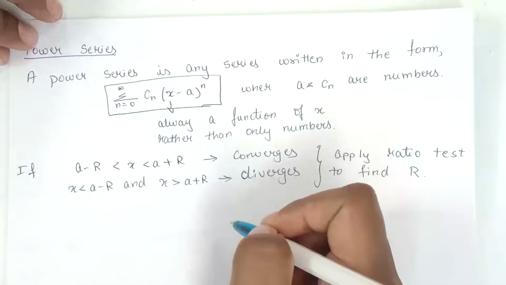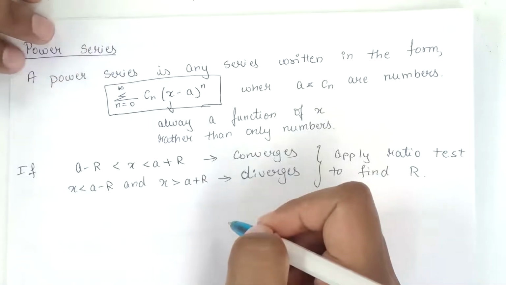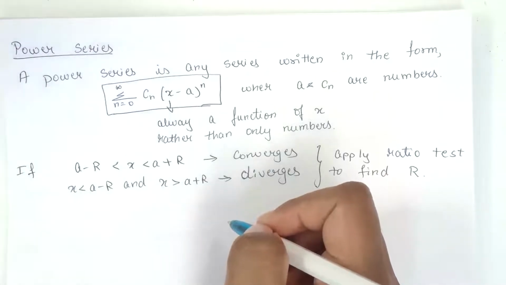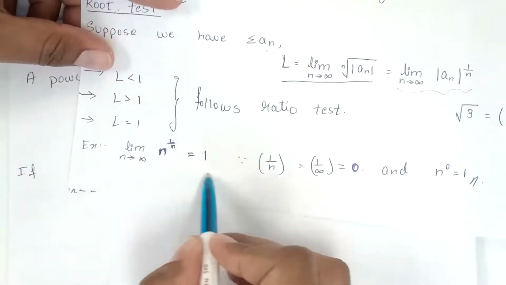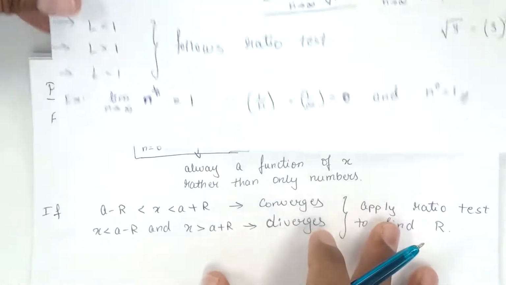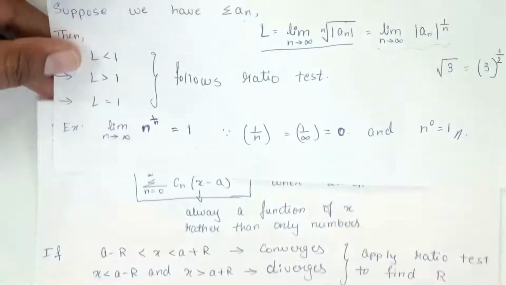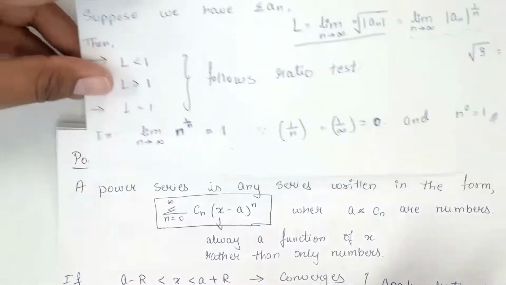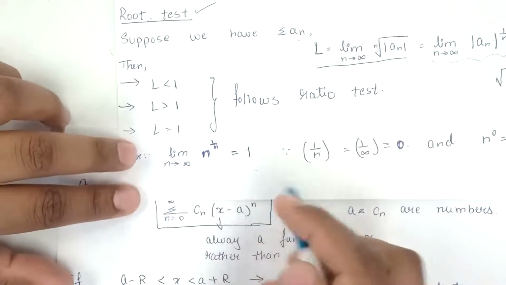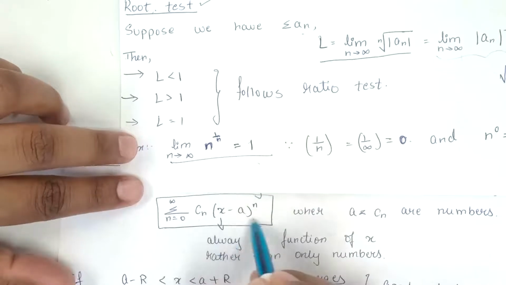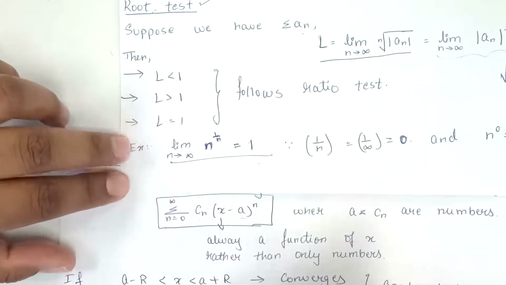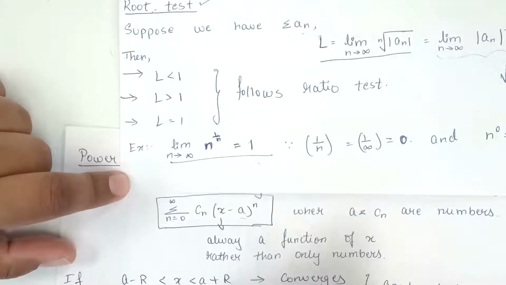Now, what is the difference between a power series and the series which we saw just now? That is, for example, this one. Now, what do you think is the difference between these two? Now, tell me, what is the difference between this one and this format? Any guess?